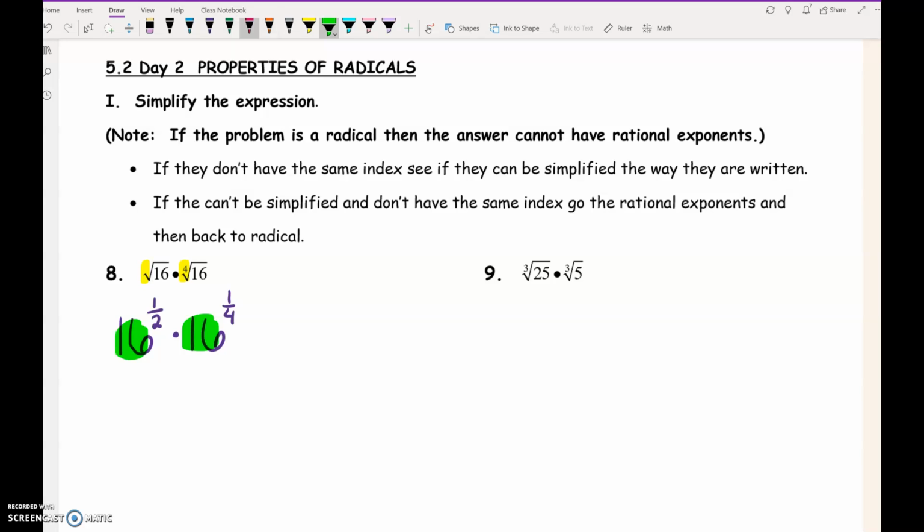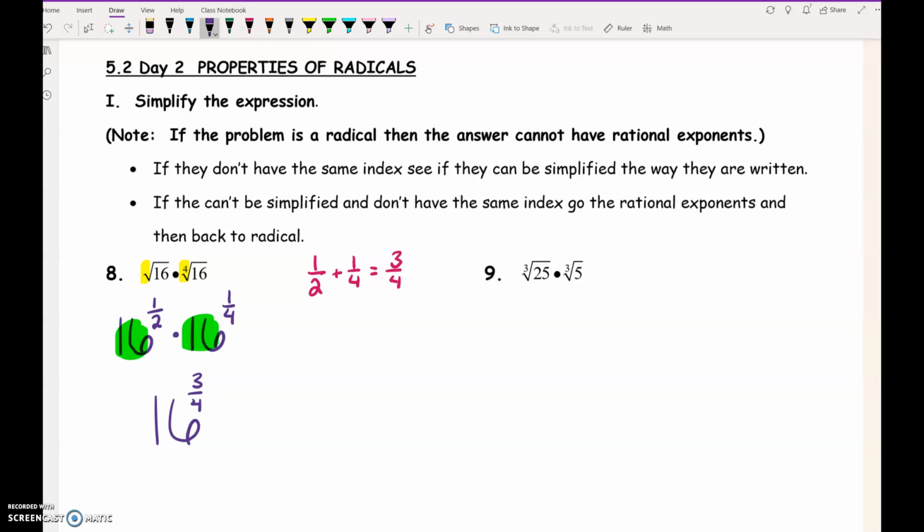If we're multiplying, what do we do with those exponents? We add them. So we take 1/2 plus 1/4. You can use your calculator for that, or if you bake very frequently, you probably know what 1/2 plus 1/4 is. That would be 3/4. So this is 16 raised to the 3/4.